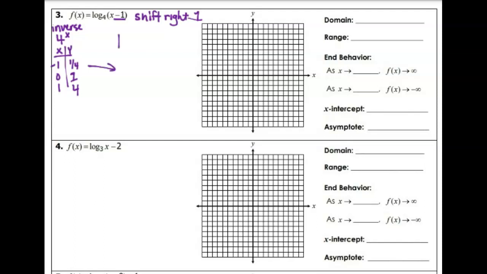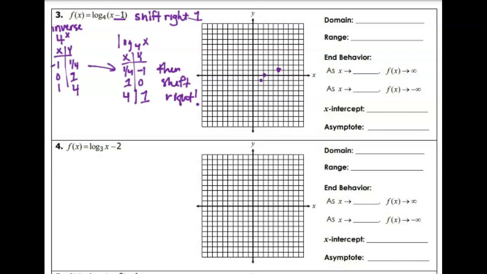Okay, now we're going to take the inverse to find the log base 4 of x, and we're going to take that and flip those points, and then we're going to shift these to the right 1. So keep that in mind as we are doing that. We're going to take (1, 0) and shift that to the right, so that ends up being (2, 0). Right? We take (4, 1), shift that to the right, so it's (5, 1), and then take (1/4, -1), and that becomes (1 1/4, -1).